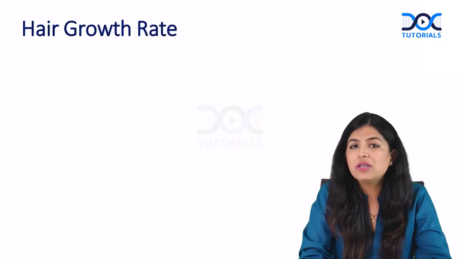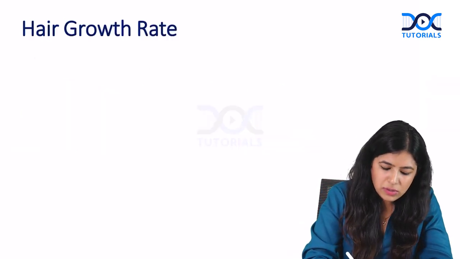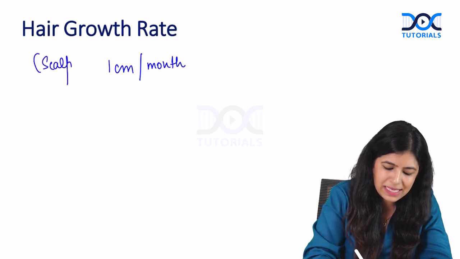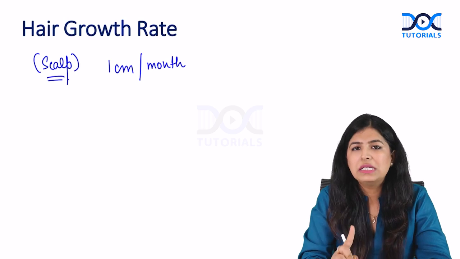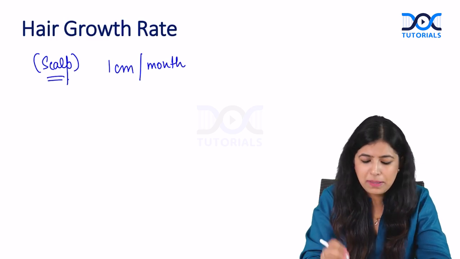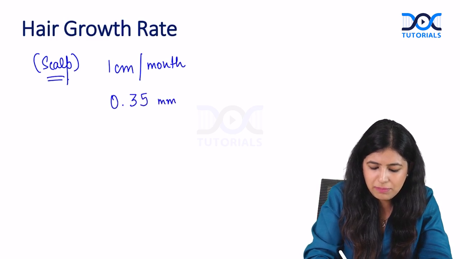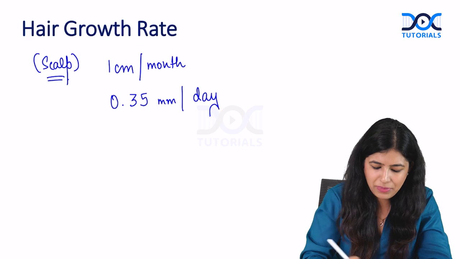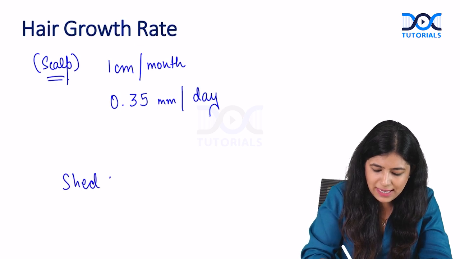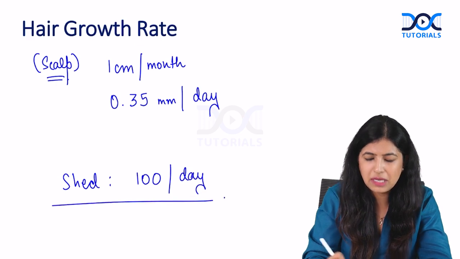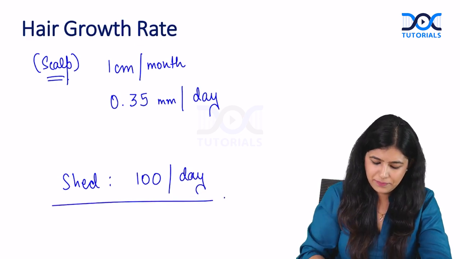Now, coming to the growth rate. The growth rate of the hair is about 1 centimeter per month. This we are talking about the scalp hair. Okay, so the rate is about 1 centimeter per month, which is 0.35 millimeter per day. And how many hair shed daily? About 100 hair a day is considered to be a normal shedding.